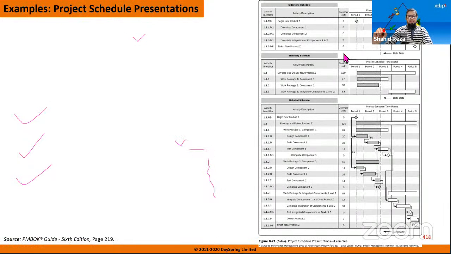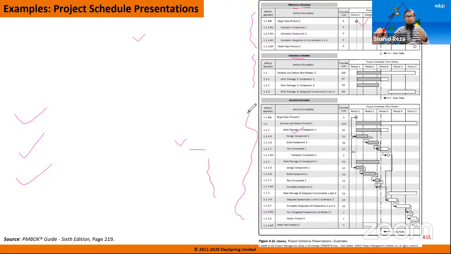And one figure is added in PMBOK. So if you see this, the first one is an example of a milestone schedule. Only milestones are showing. And the second one is the high level work packages. That schedule is given here. Summary schedule. Only work packages schedule. And lastly, it is the detailed activity schedule. Detailed schedule, where there is work package also. And within the work package, all the tasks are mentioned here also. And also milestone is there.